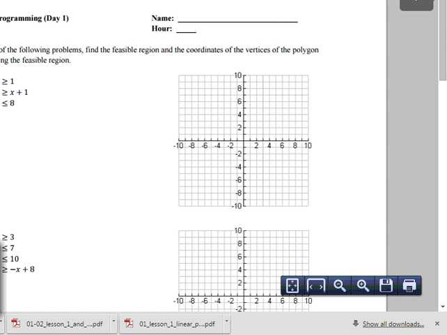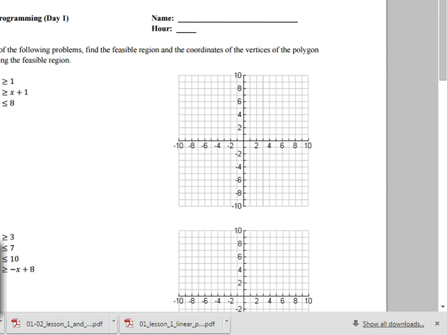Linear programming day 1. It says find the feasible regions and the coordinates of the vertices representing the feasible region. So basically you just have to call out the corners of your shape when you're done. All right, so this first one, x is greater than or equal to 1. Here's where x is equal to 1. That's one spot where x is equal to 1.